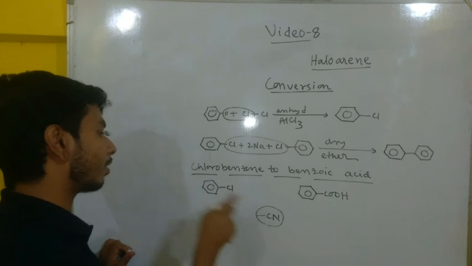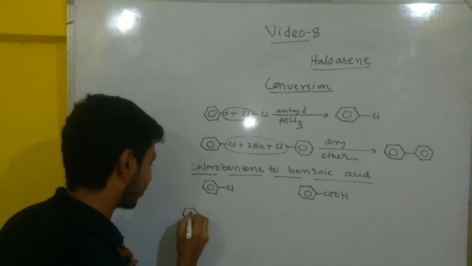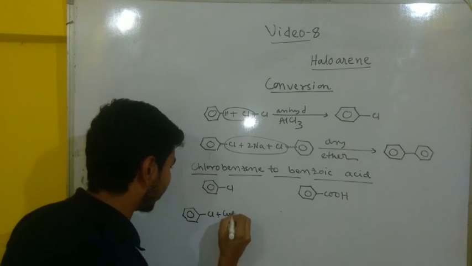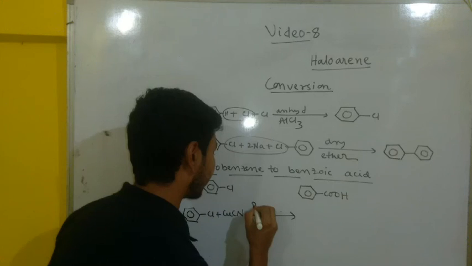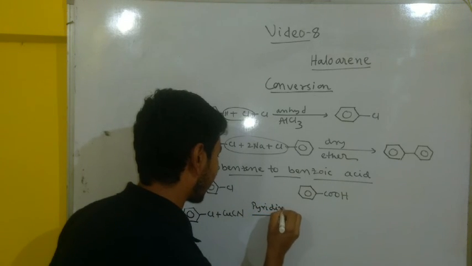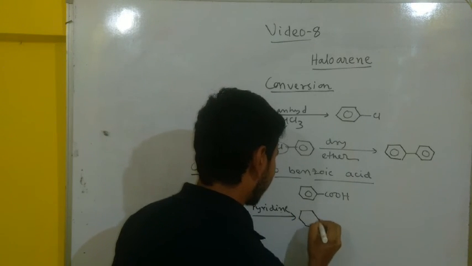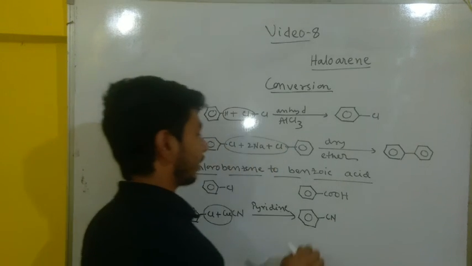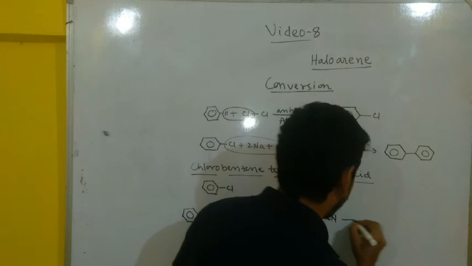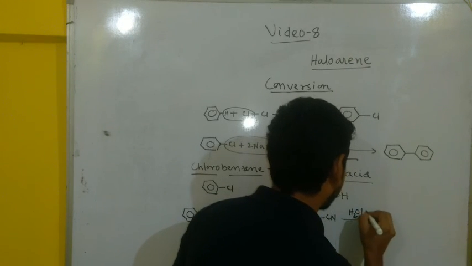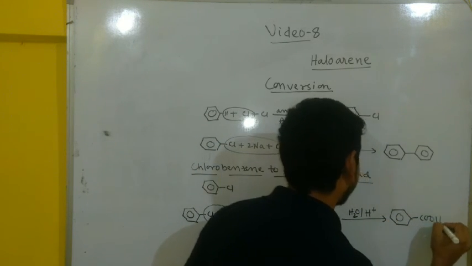How does chlorobenzene get converted to cyanobenzene? Chlorobenzene upon treatment with CuCN in the presence of pyridine: CuCl is removed and we get benzene with CN. Now the cyanide group upon hydrolysis gets converted to the carboxylic group.